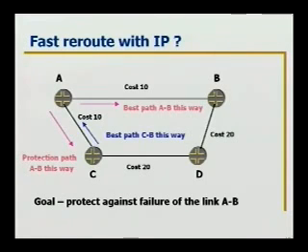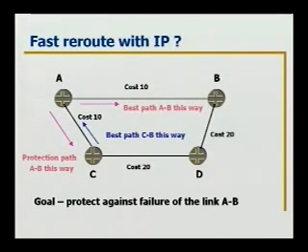Let's take a look at the following example. We have the link AB, which is the link that we want to protect. And we have traffic traversing this link. And node A knows that traffic destined to B should go over the link AB. And node A also knows that there's a protection path going along ACDB.